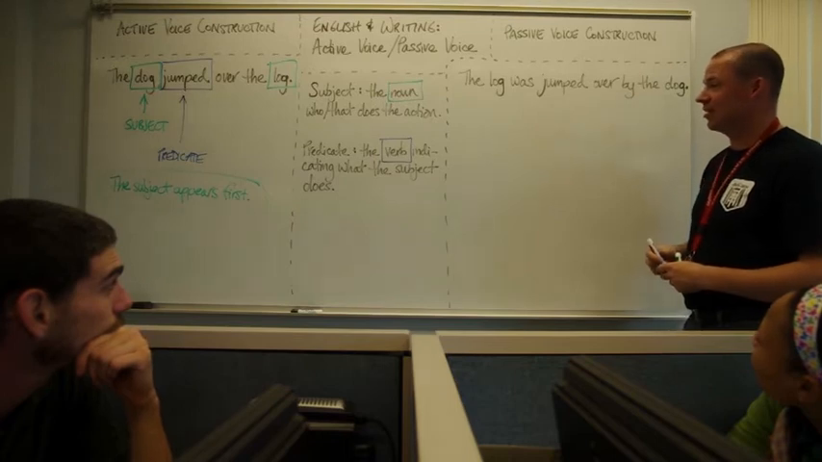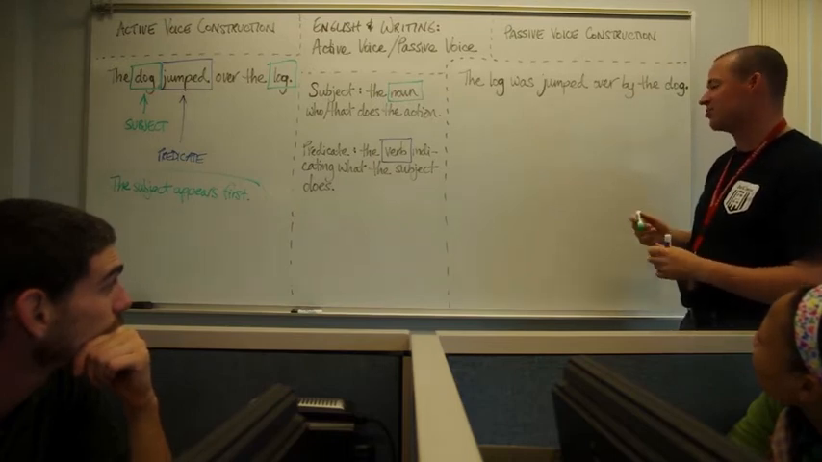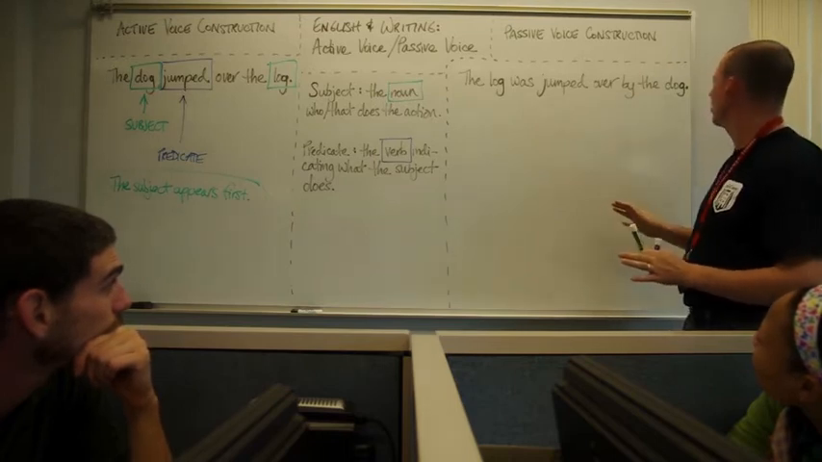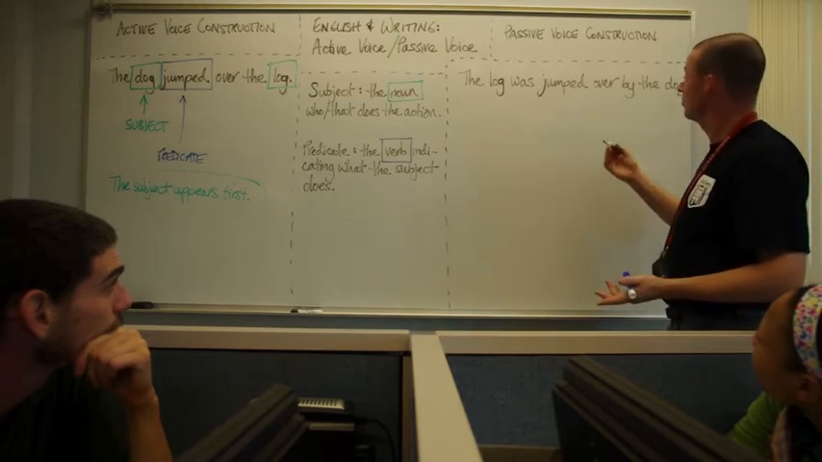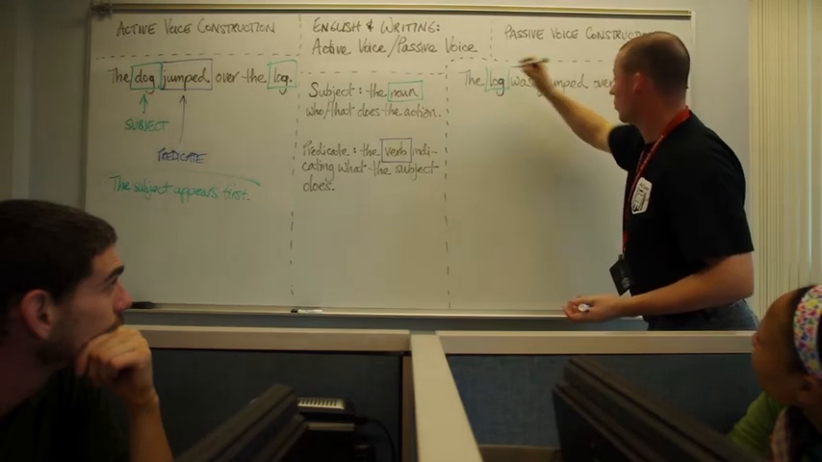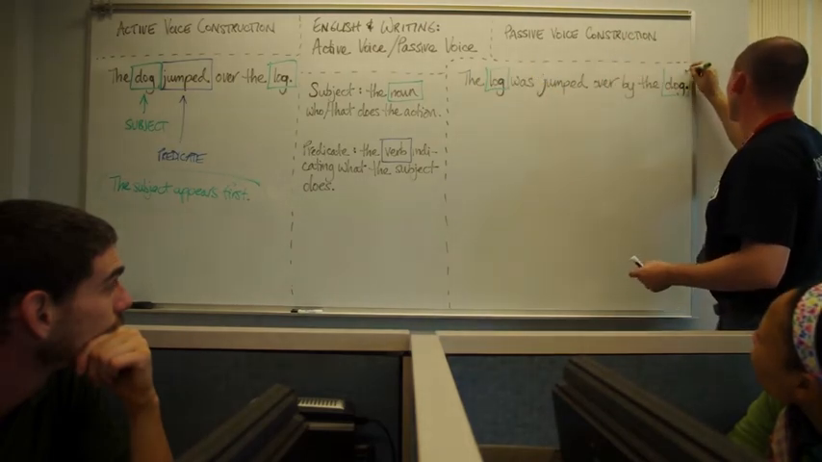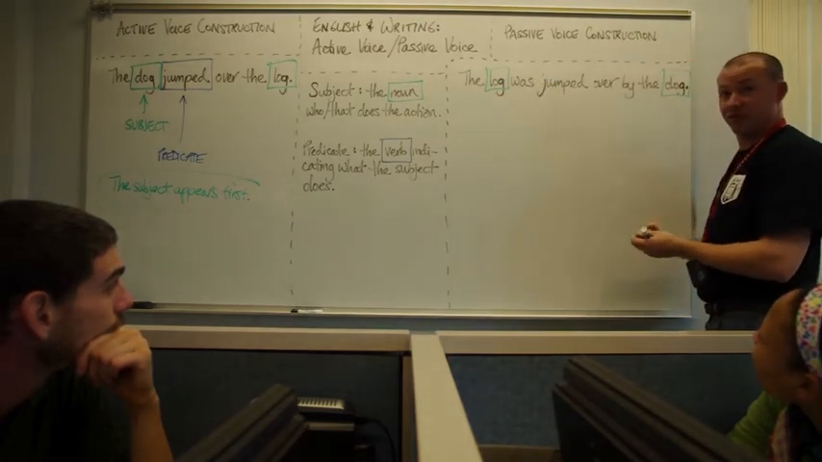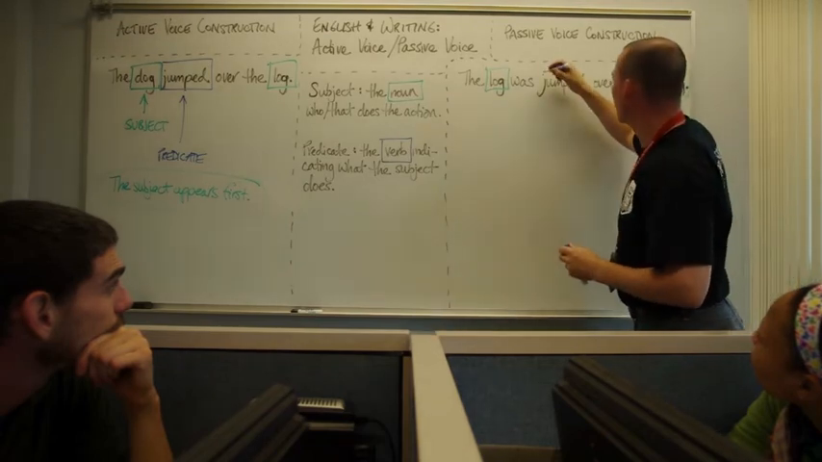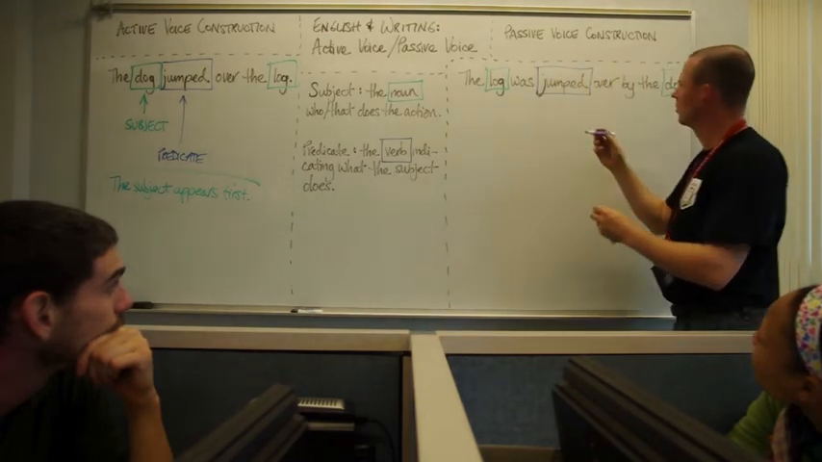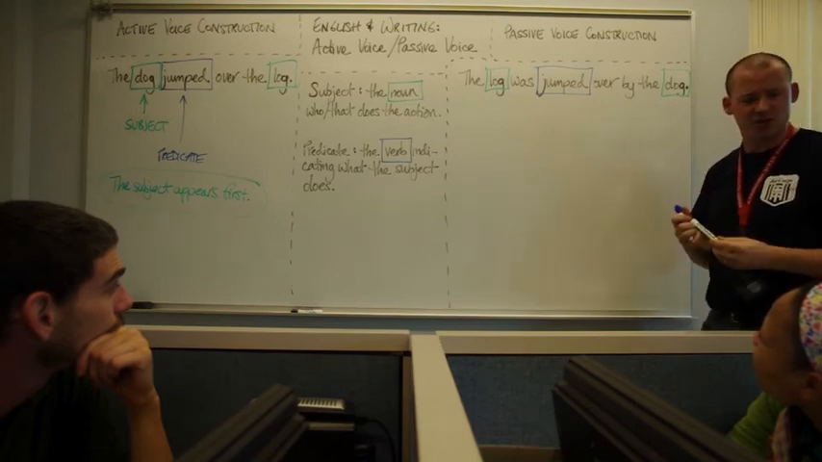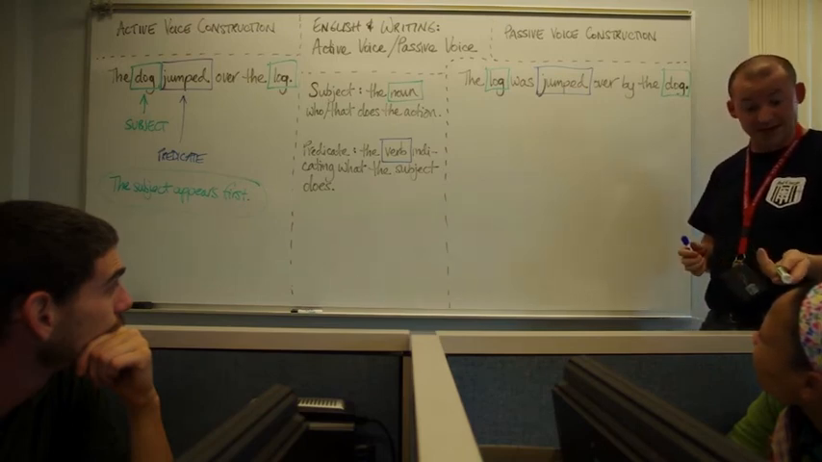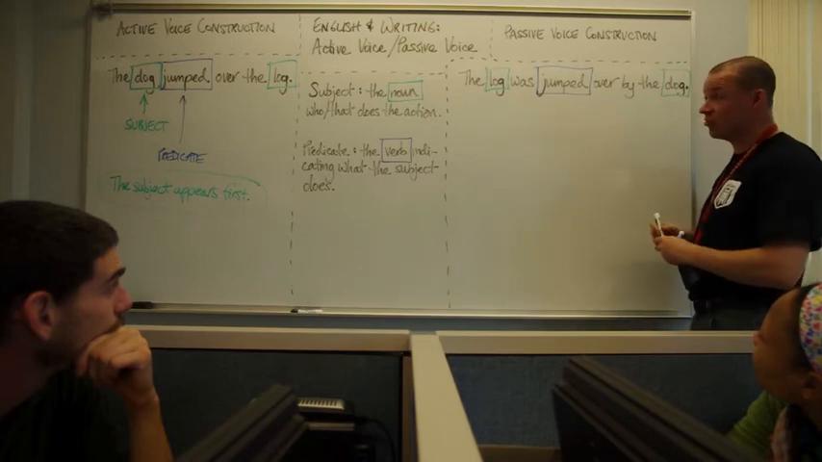Passive voice is when things are changed up. Where are the nouns and where is the verb in this sentence? Well, they're still the same, right? Log and dog are your nouns, and then jumped is your verb. Okay. And does the subject of the sentence change? Right. It's still the dog that's doing the jumping.